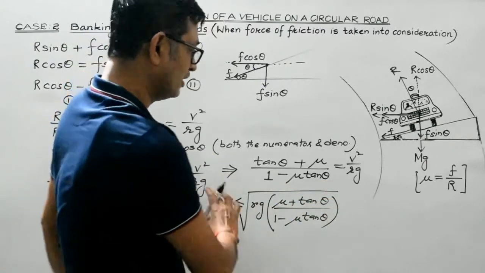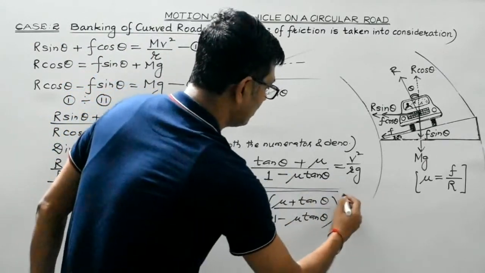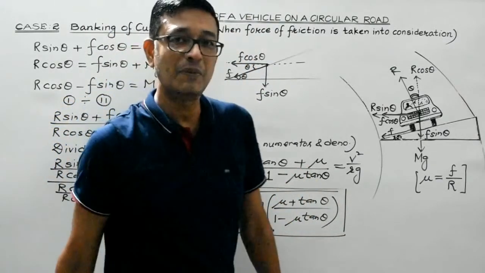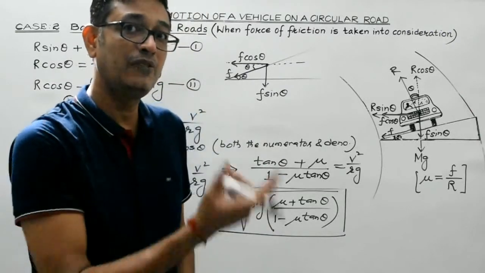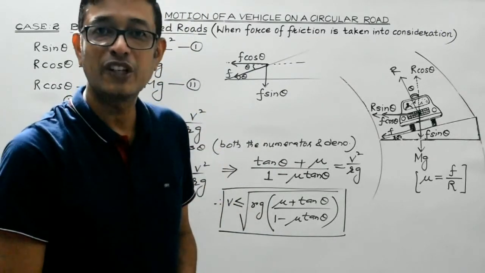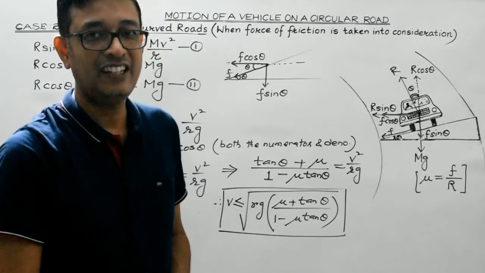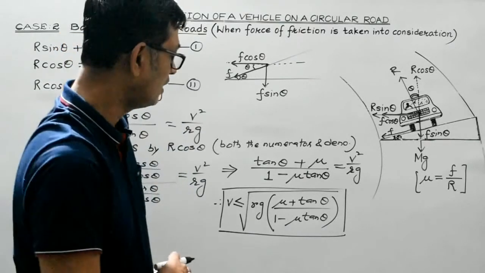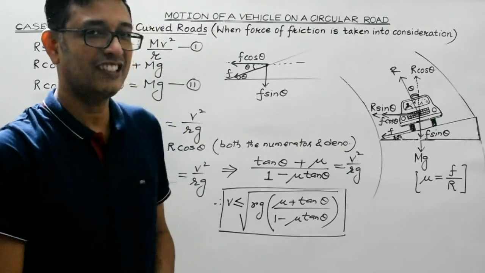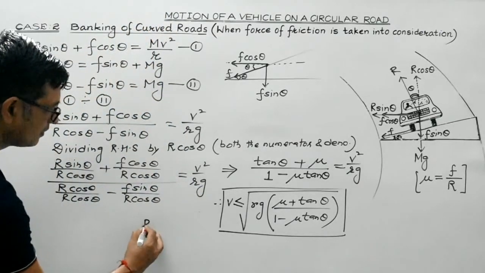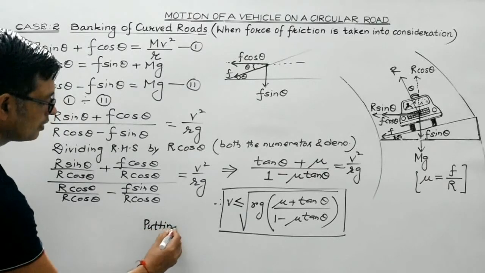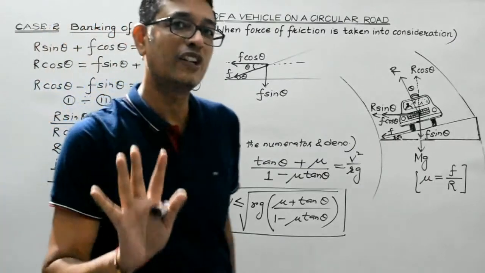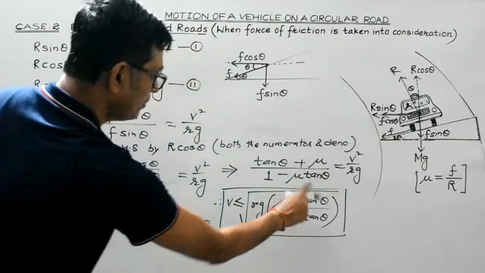Now how to check whether the expression which we have obtained is correct or not? How to cross check it? Just remember the expression which we obtained in the previous case, when the force of friction was neglected, right? There the formula obtained for velocity was the square root of rg tan theta, isn't it? So here, putting mu equal to 0, in case the force of friction is neglected, then mu would be equal to 0.